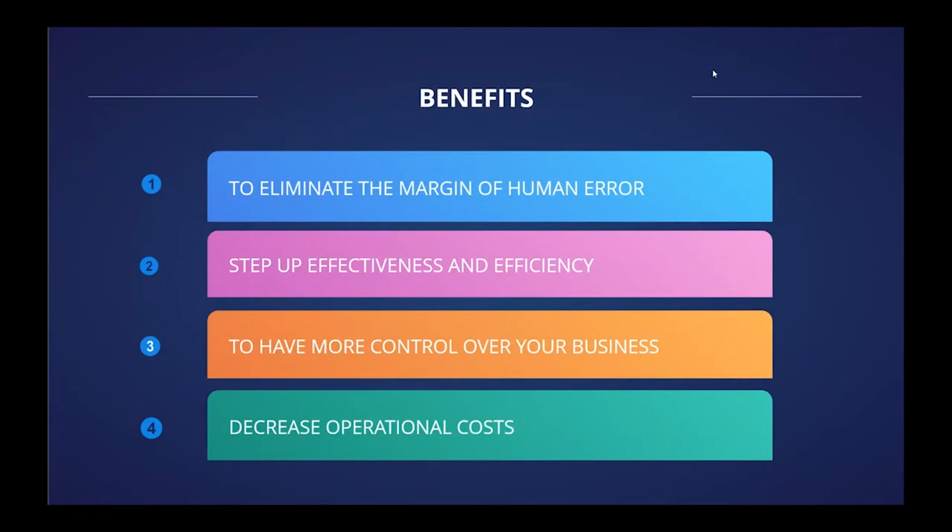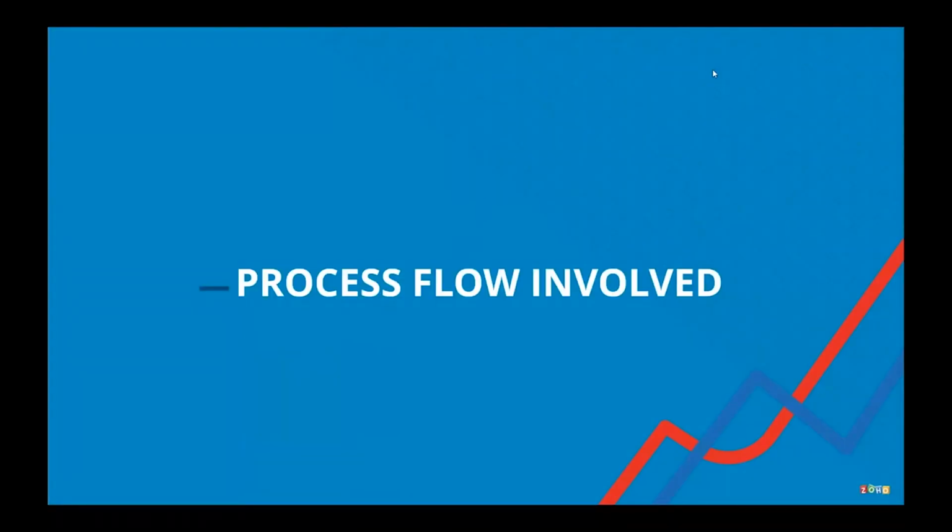So now we discussed what processes can be automated and what the benefits of automating a process are. Now I'm going to show you how I have automated a process called lead generation. I'm going to take the sales and marketing sector of real estate, and show you how I made automation in that sector with the help of Zoho Creator. So now I'm going to show you the process flow involved in that application.